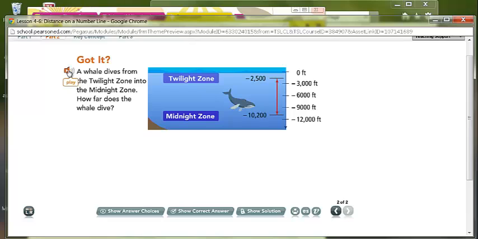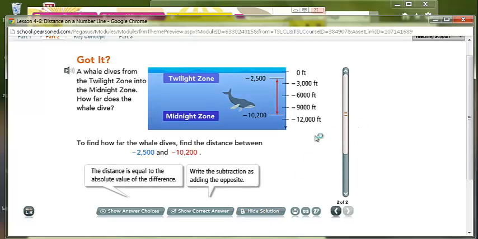Okay, so let's check our understanding. A whale dives from the twilight zone to the midnight zone. How far does the whale dive? Okay, so how do we set this up to know how far it has dived? We're going to find the difference. So go ahead and pause to do that.